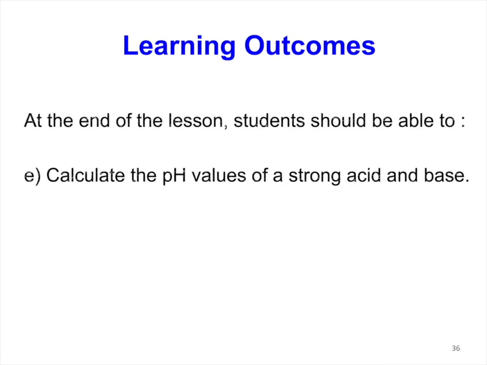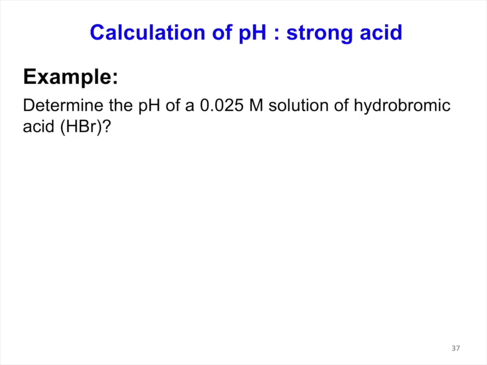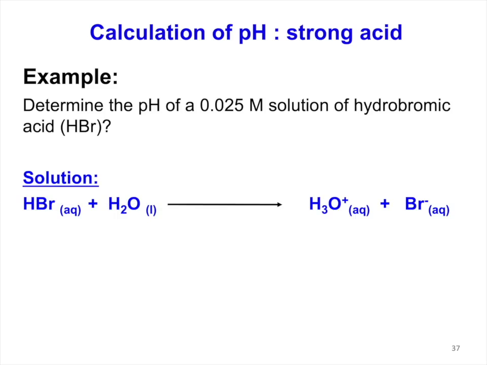At the end of the lesson, you should be able to calculate the pH values of a strong acid and strong base. For example, determine the pH of a 0.025 molar solution of hydrobromic acid, HBr. So first, write down the equations. HBr plus H2O, we get H3O+ plus Br-.